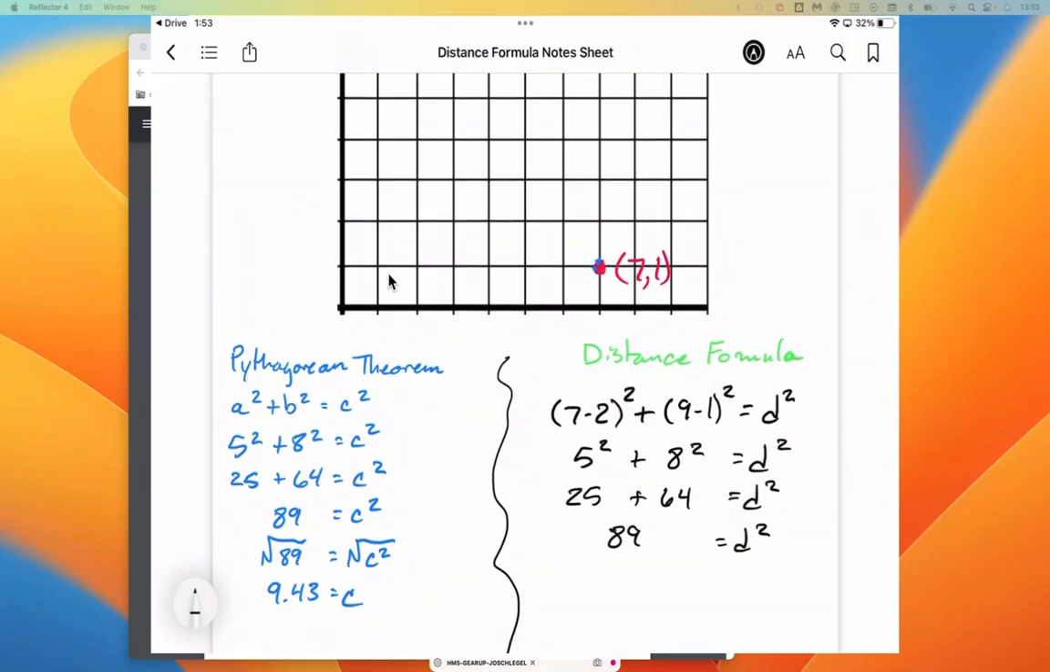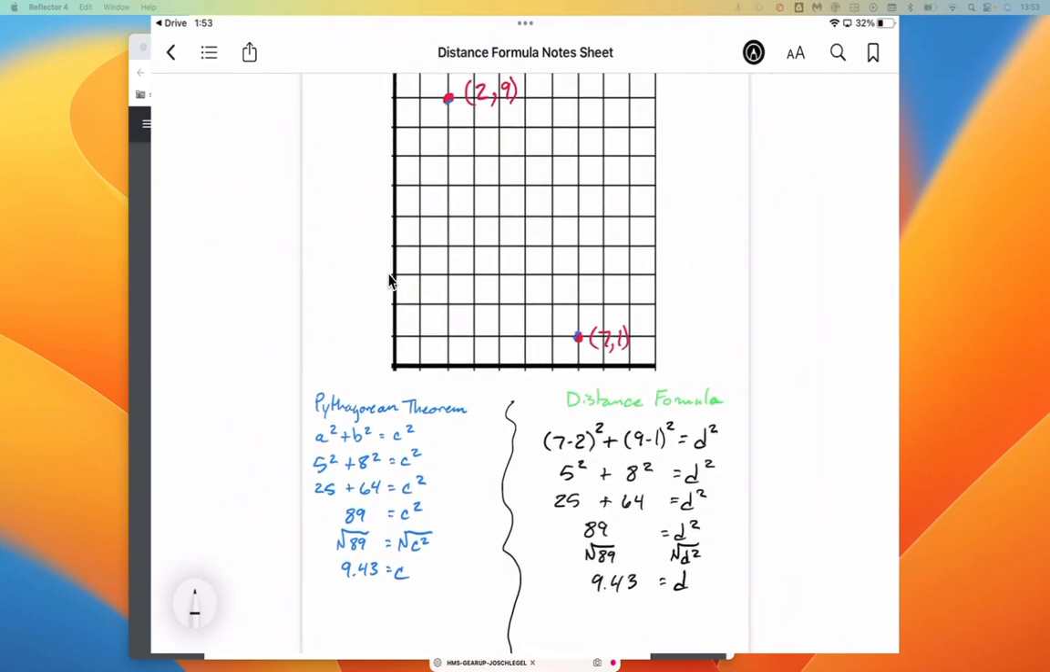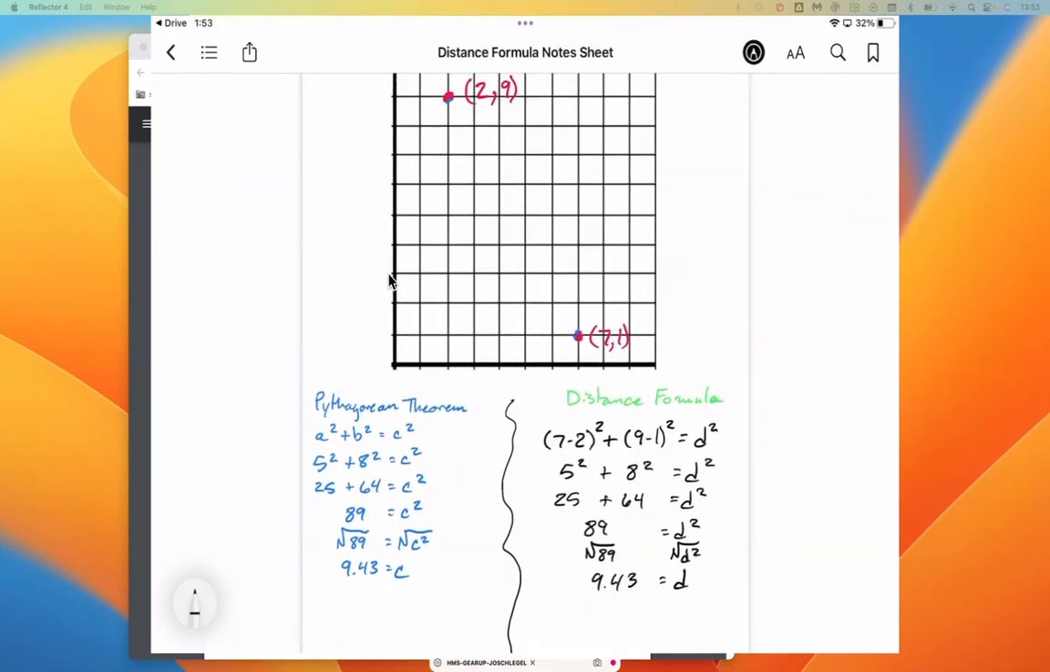And then we're going to take our square root. Again, the inverse operation of squaring is to take the square root. We get 9.43 equals d. So the distance between those 2 points is 9.43. We can do that without using the Pythagorean theorem and just using the distance formula.